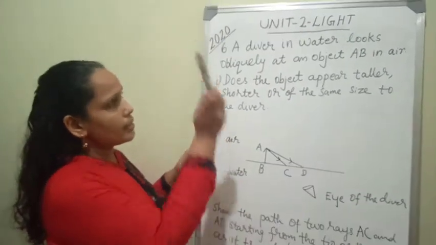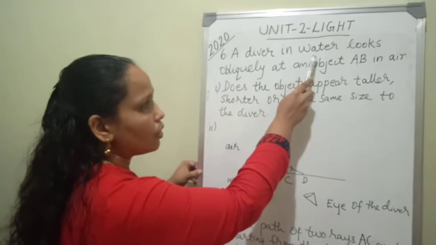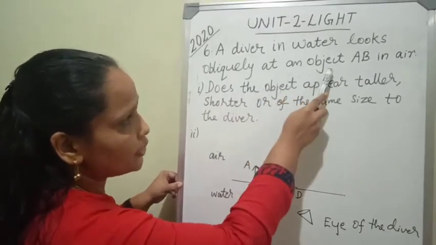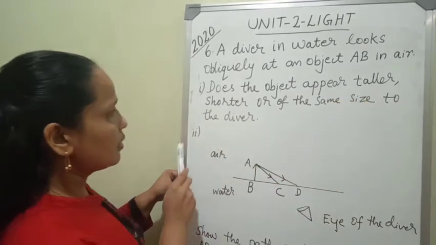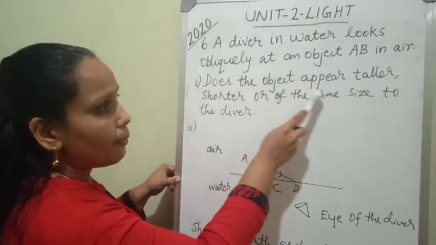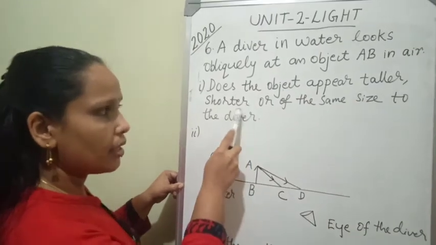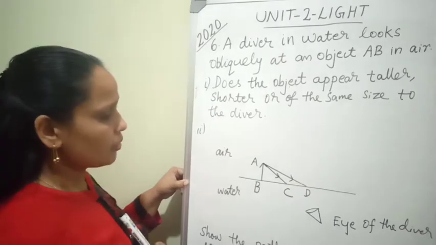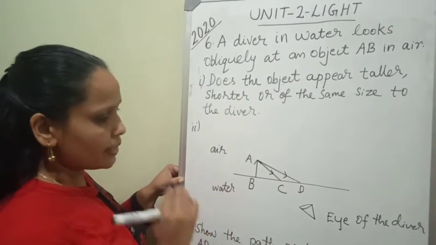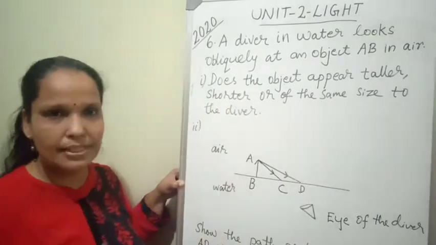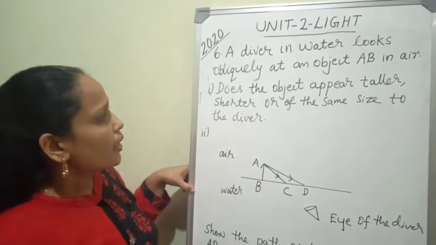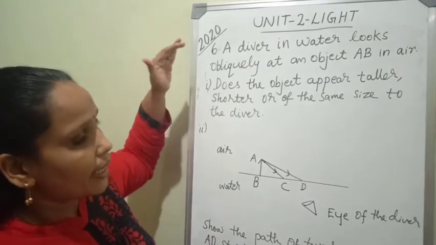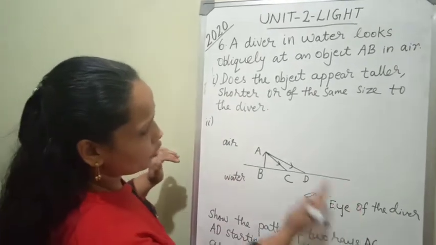Now the 6th question is, a diver in water looks obliquely at an object AB in air. Does the object appear taller, shorter, or of the same size to the diver? The second part of the question, we will discuss the first one first, then we will go to the next. Here, a diver in water looks obliquely at an object AB.